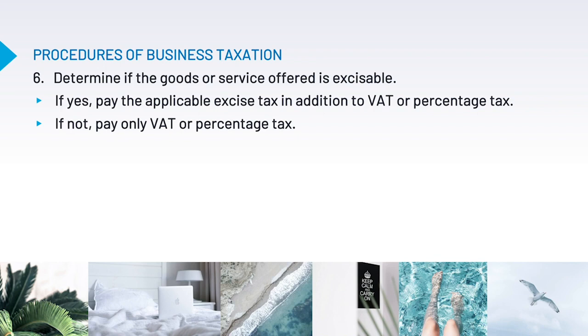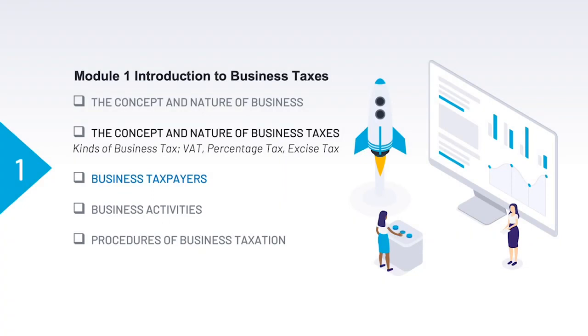And lastly, number 6, determine if the goods or service offered is excisable. If yes, then pay the applicable excise tax in addition to VAT or percentage tax. If not, pay only VAT or percentage tax. Okay? That's it. We discussed already the concept and nature of business taxes, which includes the VAT, percentage tax, and excise tax. The next part of our discussion is the business taxpayers, business activities, and the procedures of business taxation. We discussed it already.